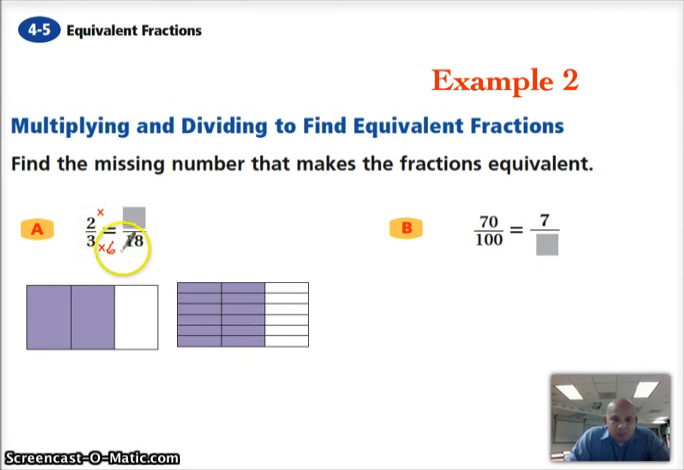And what we do to the bottom, we need to do to the top, just like in algebra. What we do to one side, we do to the other side. Here, what we do to the numerator, we do to the denominator. So 3 times 6 is 18, so we have 18 parts. 2 times 6 is 12.